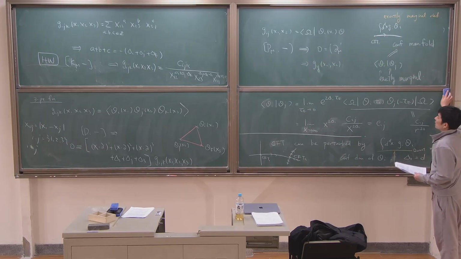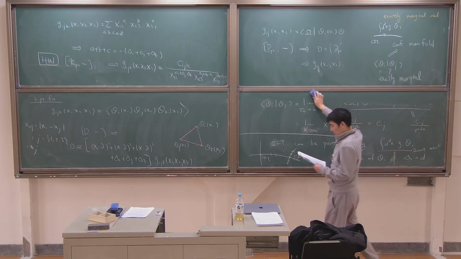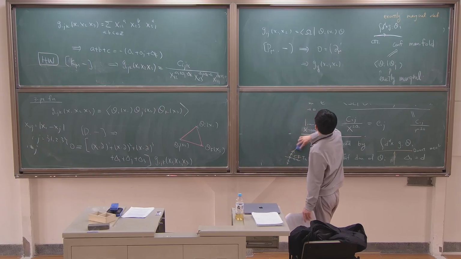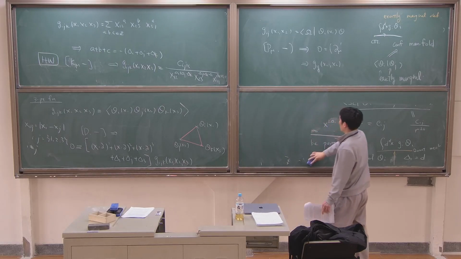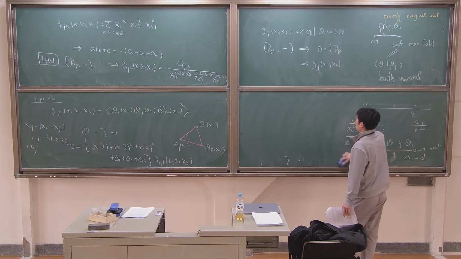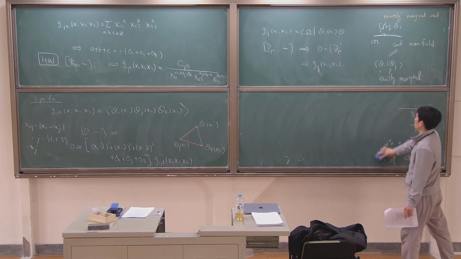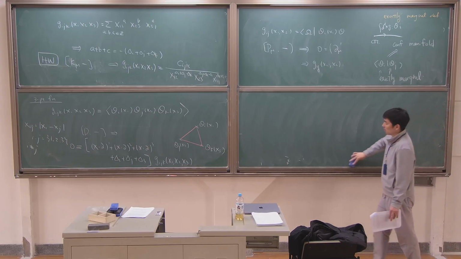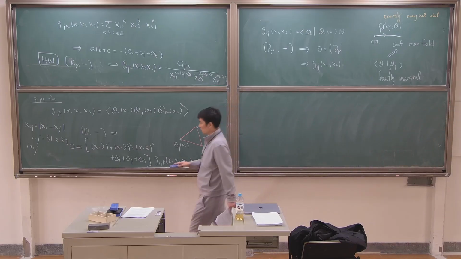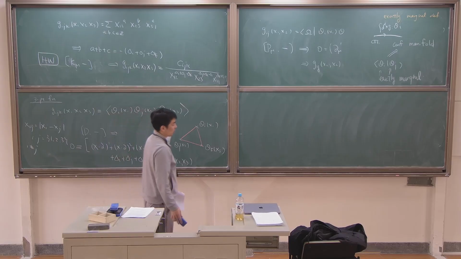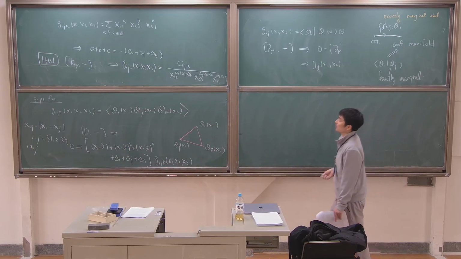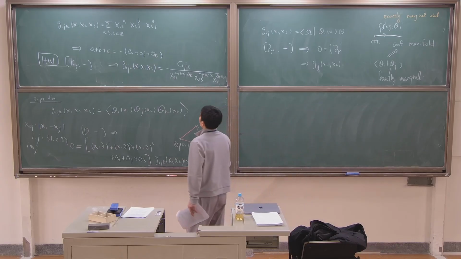Okay, so that's how it works for the 3-point function. The 2-point function and 3-point function are completely determined by conformal transformation, at least as far as they depend on the positions of the operators.